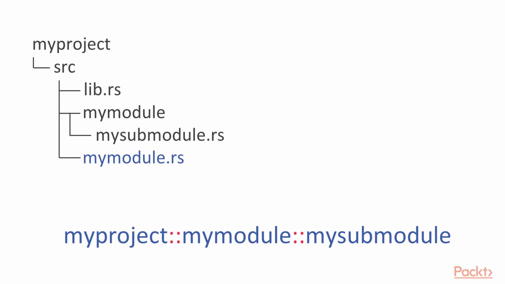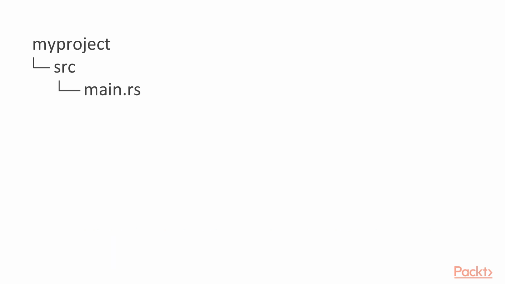This is all great, but we only use libraries from some executable binary somewhere. So let's also go over the two main ways that you can create a binary. The first way is the way that we've been using this whole course, and that's just to have a main.rs in the source directory. The name of the binary this produces is the same as the name of your project, which is my project in this example.